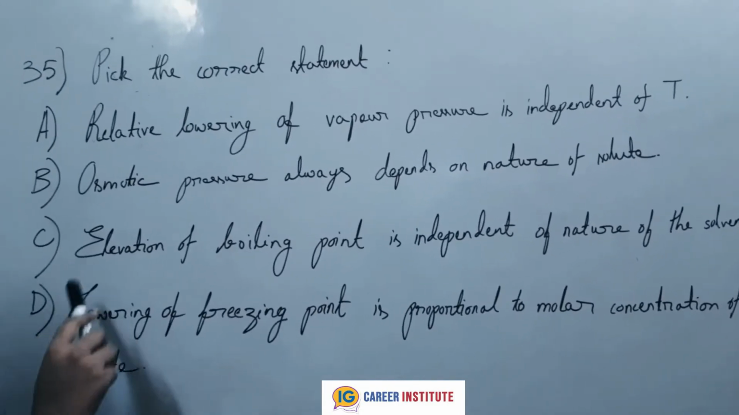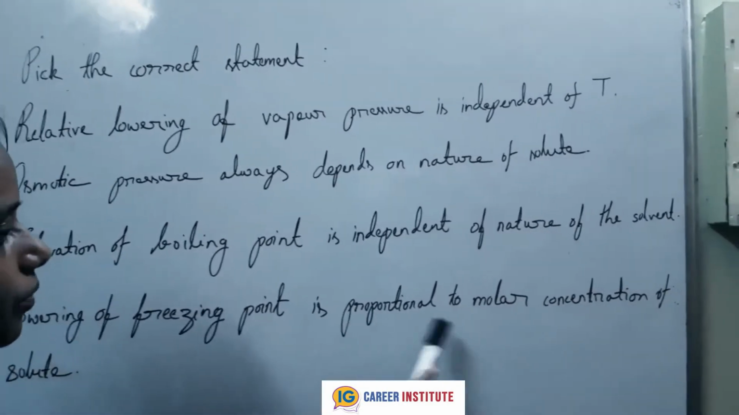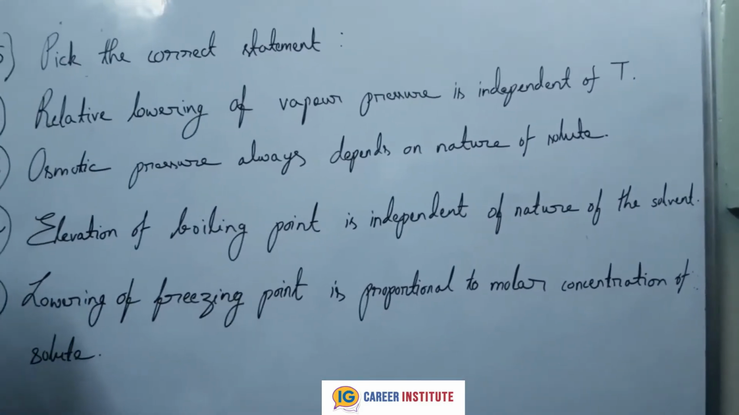So basically let's start with option D. It is telling lowering of freezing point is proportional to molar concentration of solute.